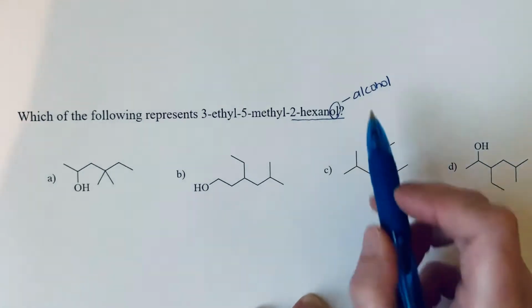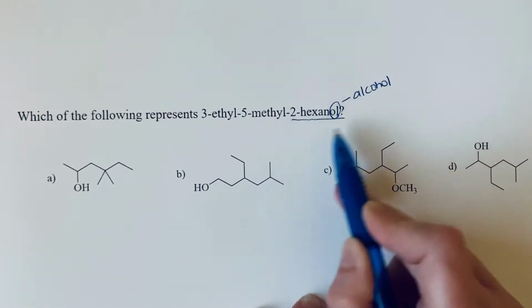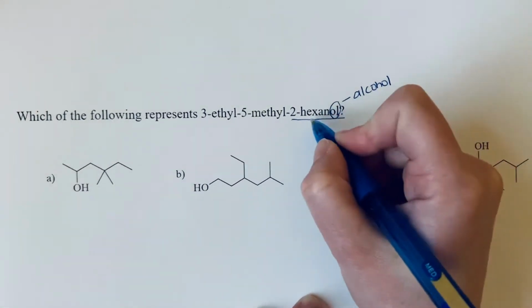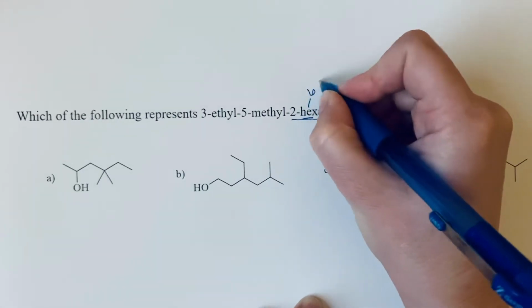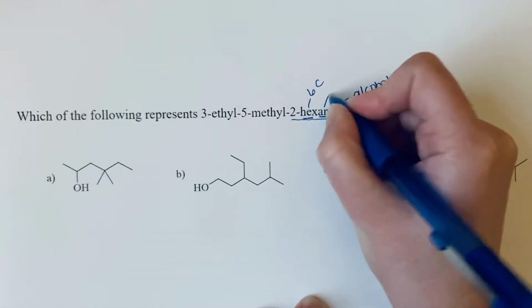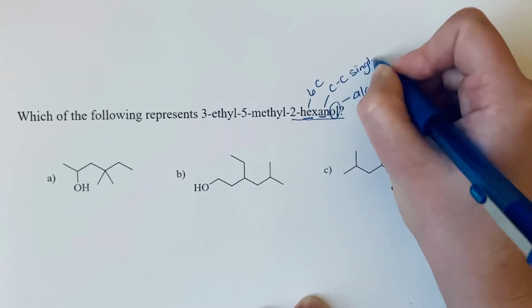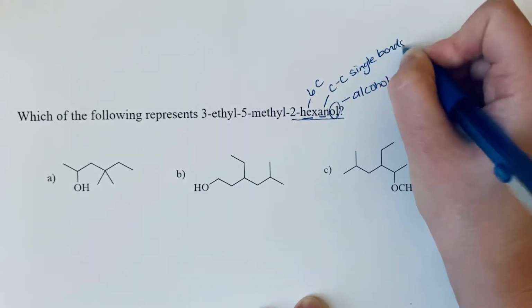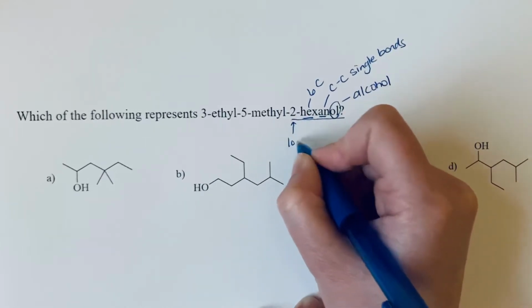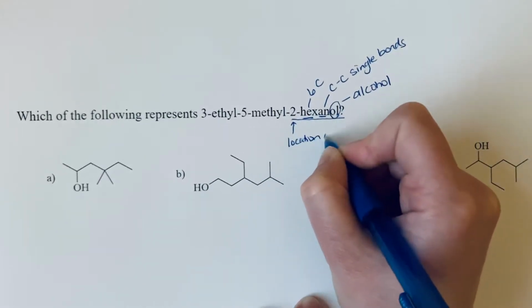So when you have a functional group, it modifies the parent name. The hex tells us 6 carbon atoms, and the ane tells us all carbon-carbon single bonds. And this 2 tells us the location of the alcohol.